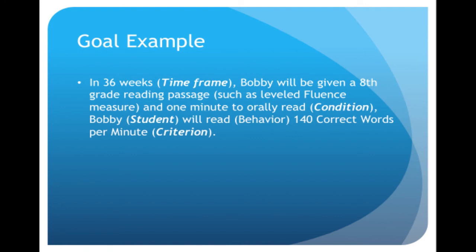Here is a template for writing goals. As you can see, we have a time frame, in 36 weeks. There's also a condition. Bobby will be given an 8th grade reading passage and 1 minute to orally read. There's also a behavior indicated. He will read. There's finally a criteria of performance. We want Bobby to read 140 correct words per minute.